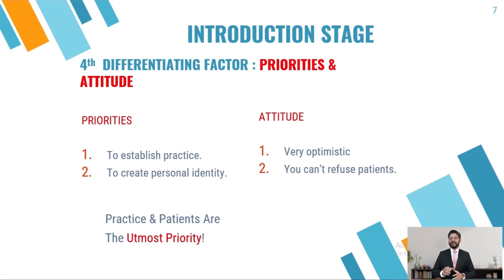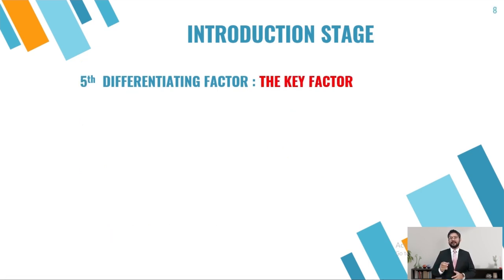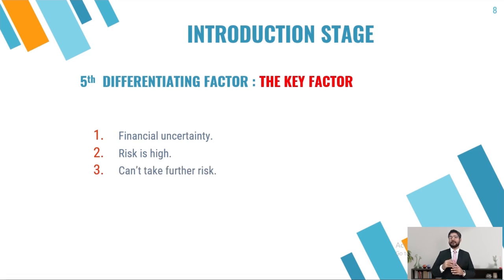Now let's talk about the fifth factor, the key differentiating factor. The typical characteristic that separates the introduction stage from other stages is financial uncertainty. You're not even sure if you'll be able to meet your day-to-day expenses to run the practice or not. You have already taken up high risk by putting in everything and you are not in a capacity to take further risk. Is it true in your case? Just record your score accordingly.